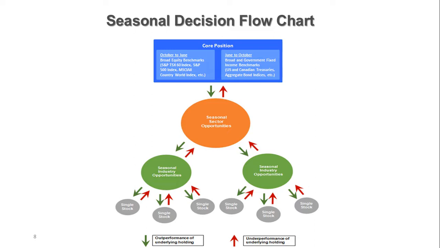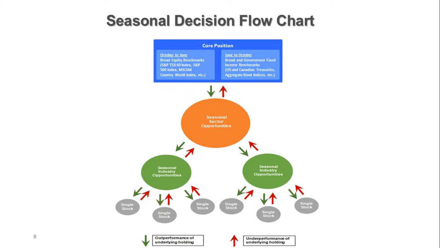The goal of pursuing seasonal opportunities is to outperform the core position by investing in areas that have historically achieved results above the market return. Seasonal opportunities can become apparent within the various sectors or industries in the market.